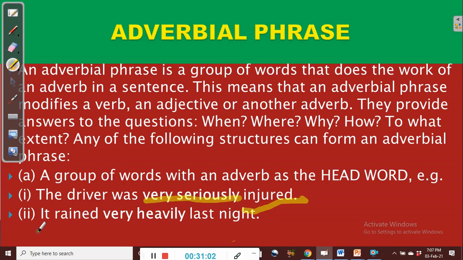Now the second example: it rained very heavily last night. Now, "very heavily" is an adverbial phrase and is modifying the verb rained. If we say it rained last night, then somebody may ask, how did it rain? Very heavily. Or to what extent did it rain? Very heavily. So that is describing the verb rained. Okay?